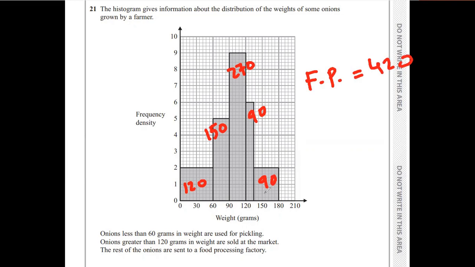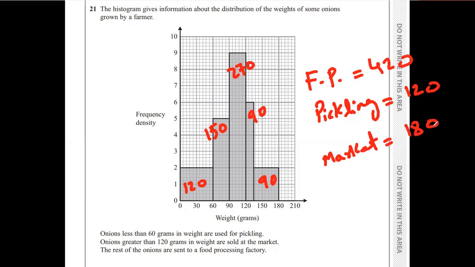How many are for pickling? Pickling are only 120. And how many are sold at market? So market, they are 90 and 90, which is 180.